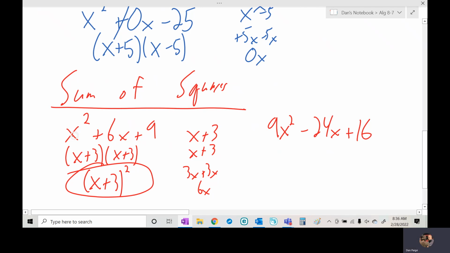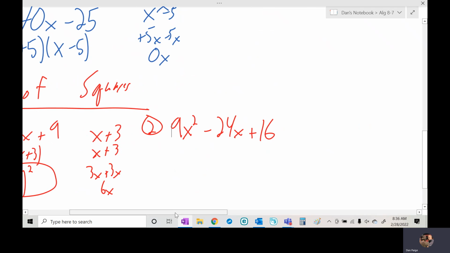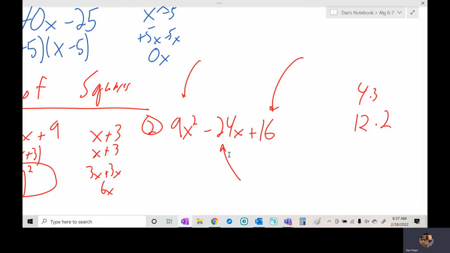How would we know that this is a sum of squares? Well, I'll explain it to you, and many of you are going to tune out in the middle of my explanation because it's confusing. Let's see if we can get this. What's the square root of 16? What's the square root of 9? 4 times 3. And then what's 12 times 2? So it's the square root of the first and the square root of the last multiplied together times 2. If that makes the middle number, then you know it's a sum of squares.